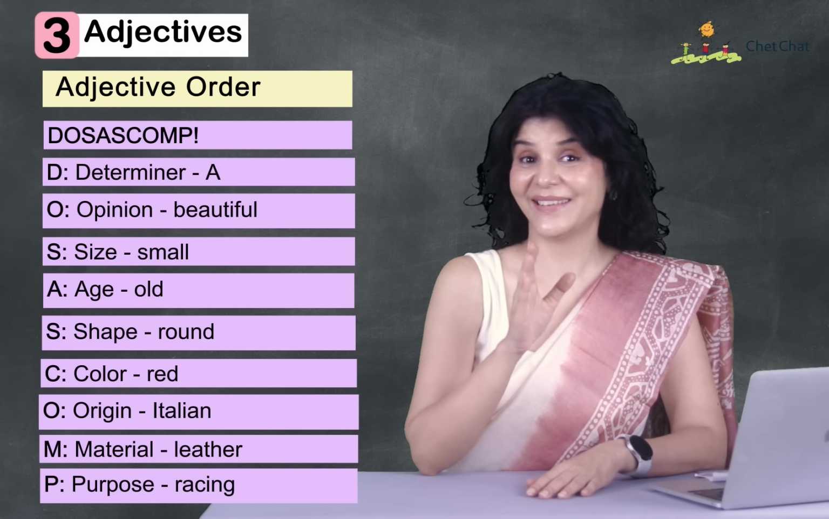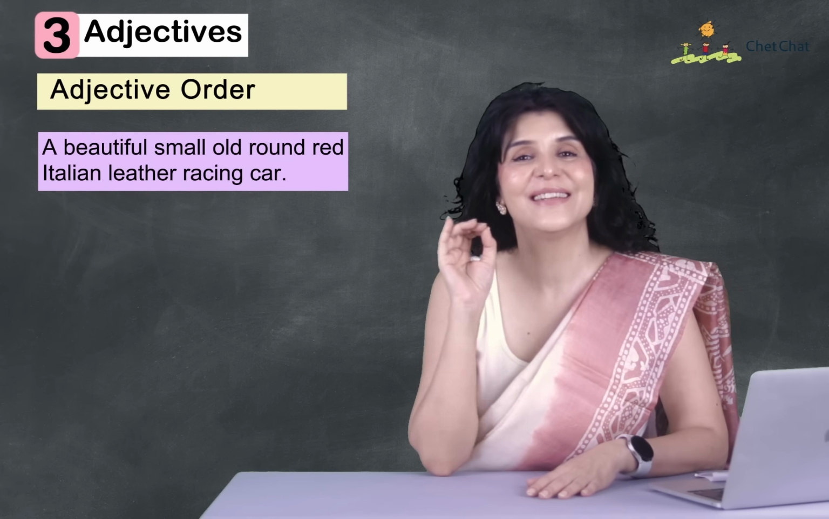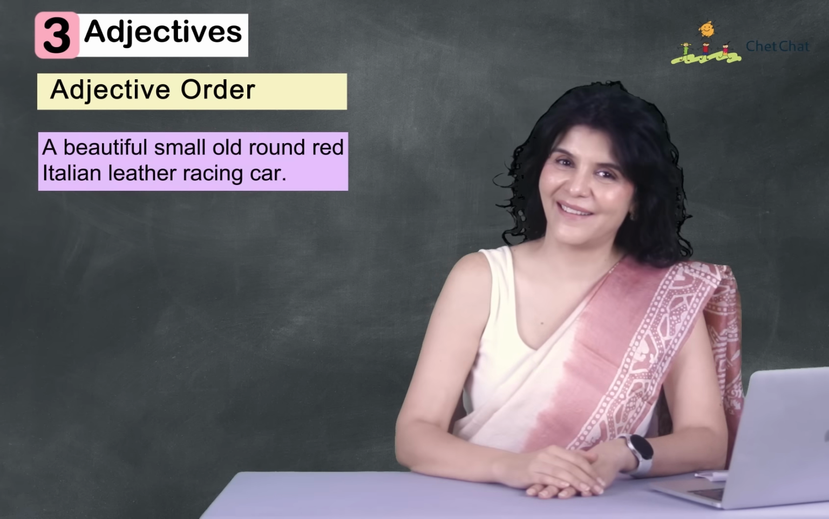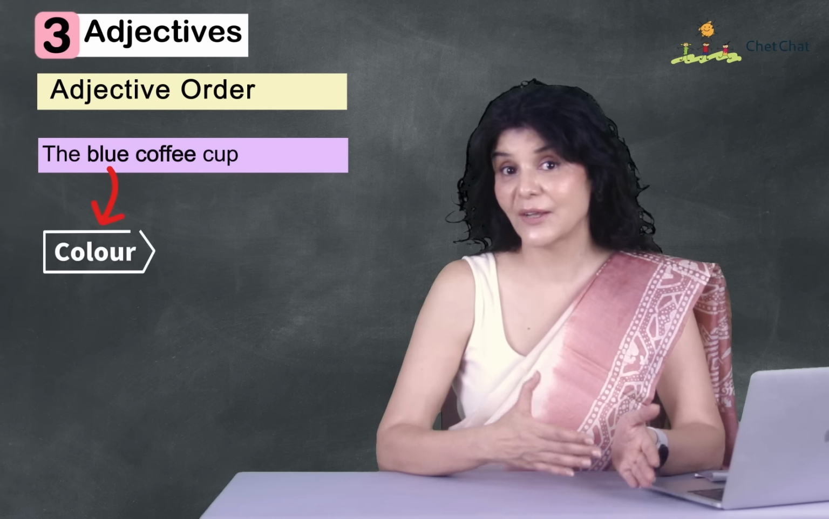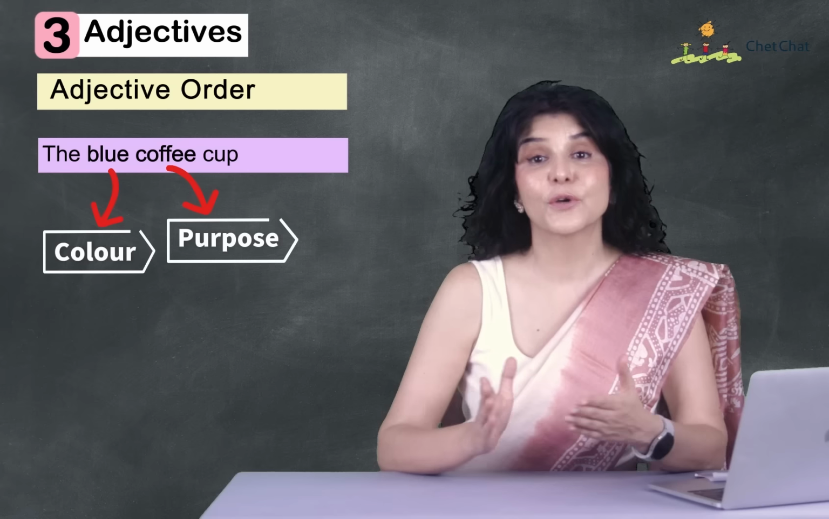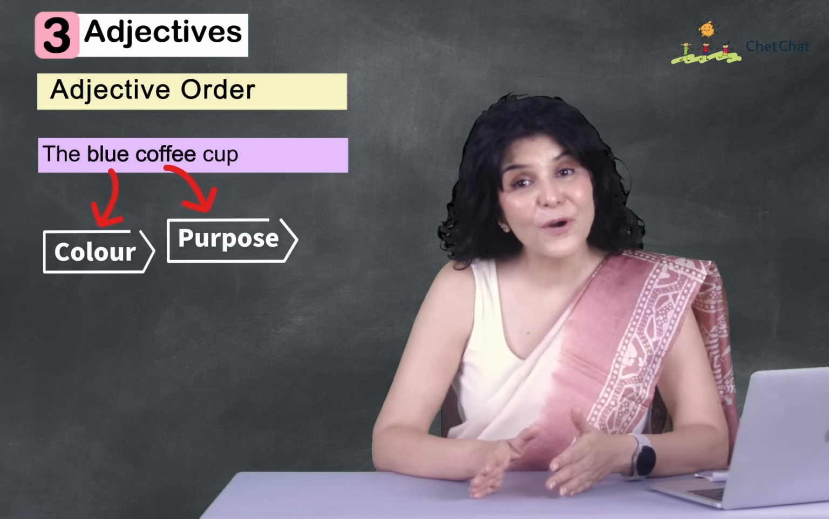And the correct answer is: a beautiful small old round red Italian leather racing car. Go back to the blue coffee cup. Blue was a color and coffee was the purpose. So color had to come before the purpose, hence blue coffee cup.